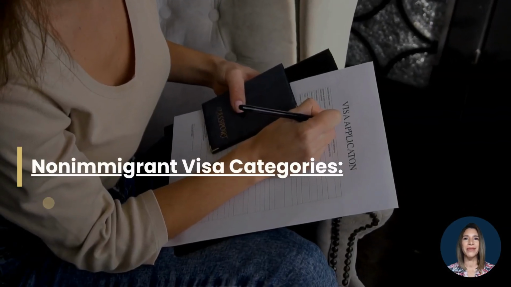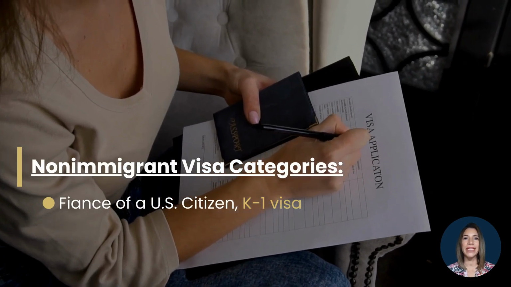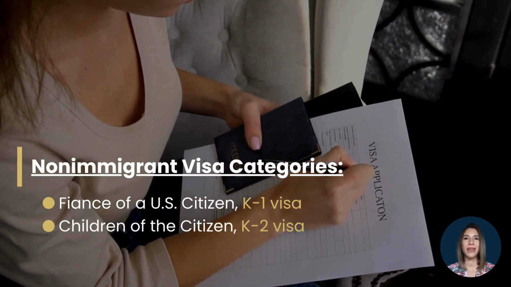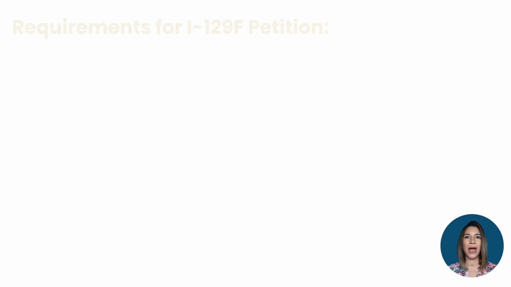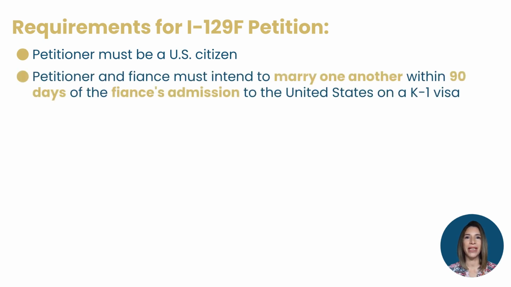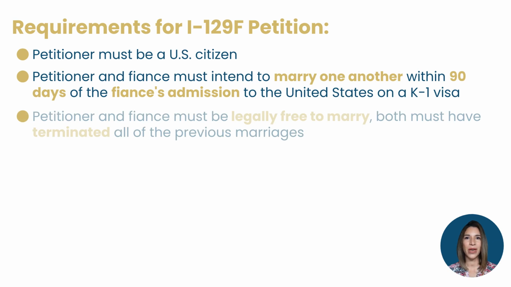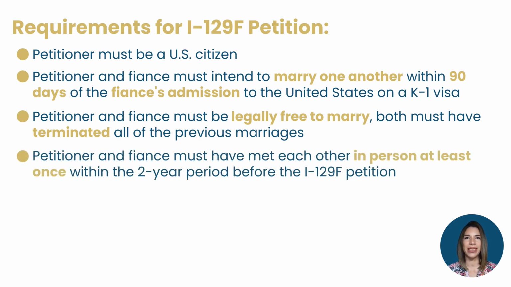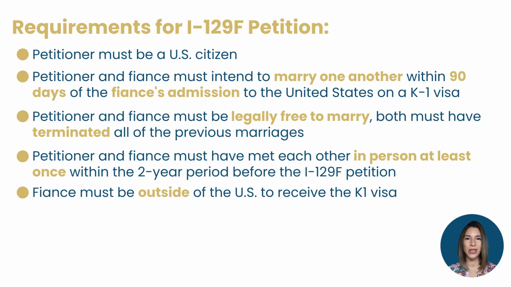Non-immigrant visa categories: fiancé of a U.S. citizen, K-1 visa; children of the fiancé, K-2 visa. Requirements for I-129F petition: petitioner must be a U.S. citizen. Petitioner and fiancé must intend to marry one another within 90 days of the fiancé's admission to the United States on a K-1 visa. Petitioner and fiancé must be legally free to marry. Both must have terminated all of the previous marriages. Petitioner and fiancé must have met each other in person at least once within the 2-year period before the I-129F petition. Fiancé must be outside of the U.S. to receive the K-1 visa.